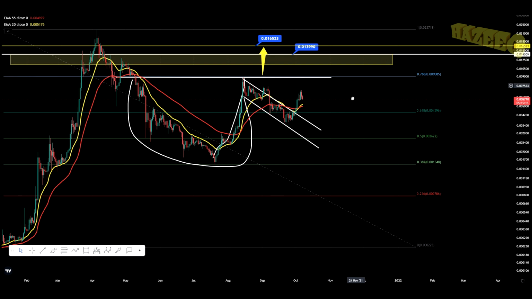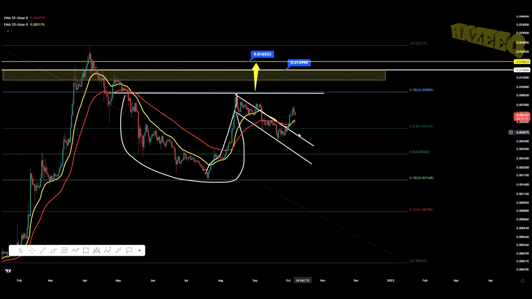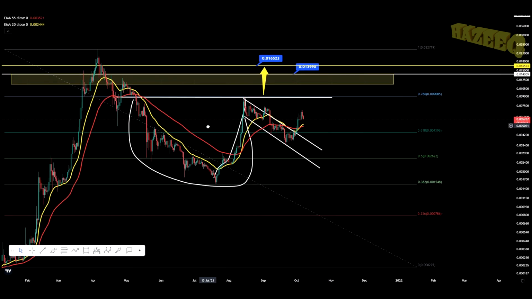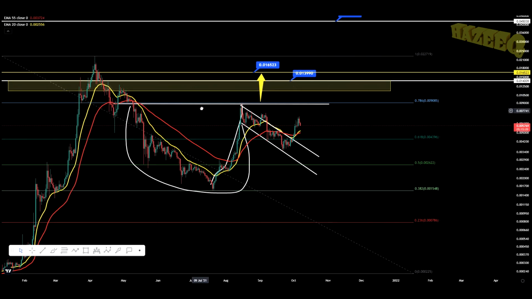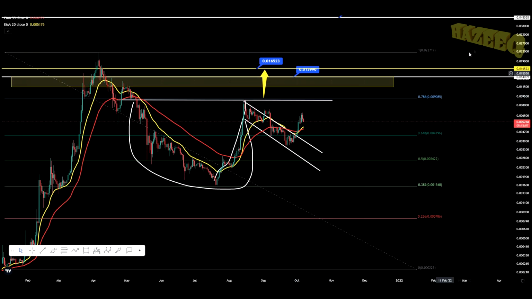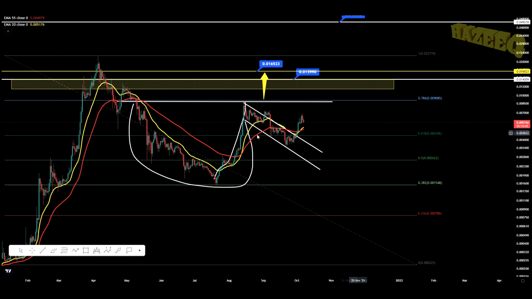We do have a couple of resistance levels to get through. So I did give you some buy levels earlier, and we're going to check that out on Binance. Right now we're on TradingView. I just want to show you some overall stats and what we're doing.